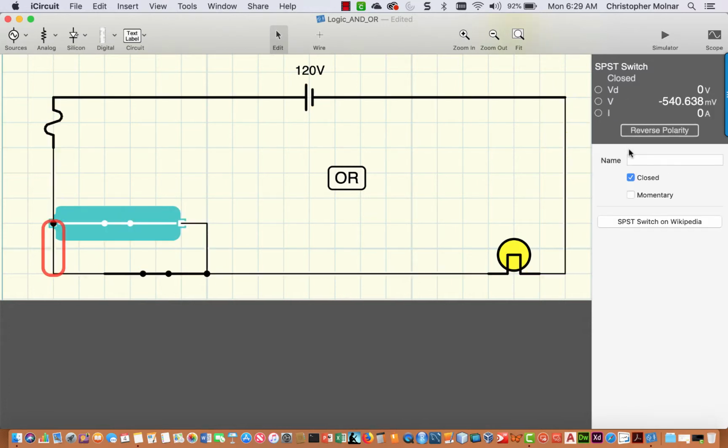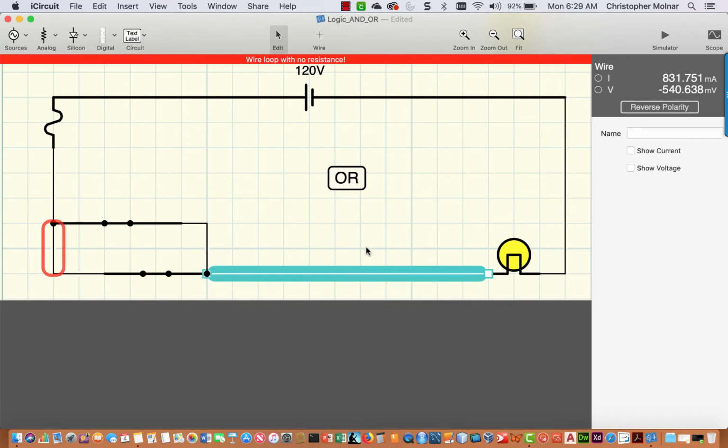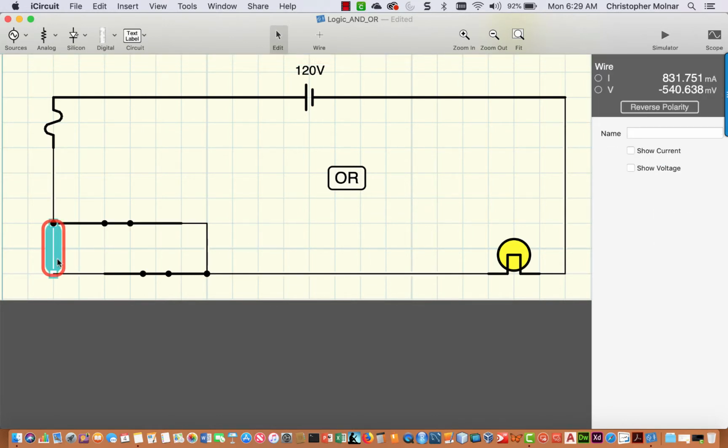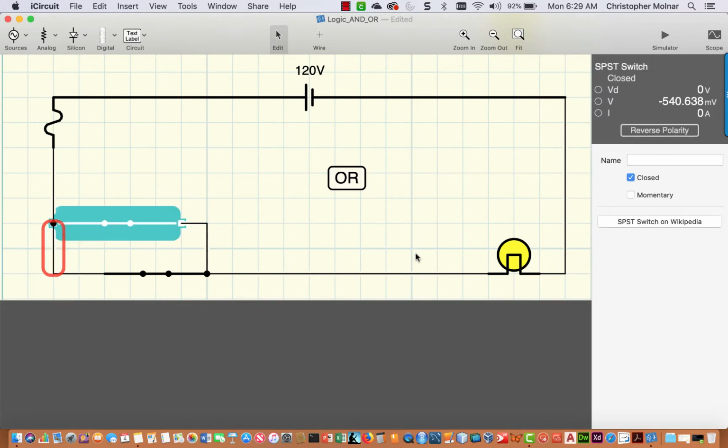Or if I close both, I do have a path for current to flow. So OR still plays out here. My light bulb is still running.